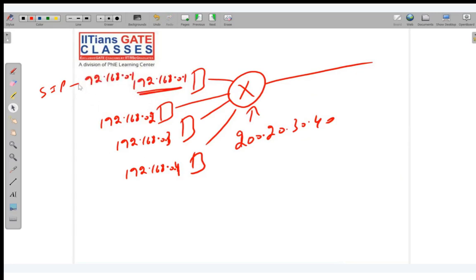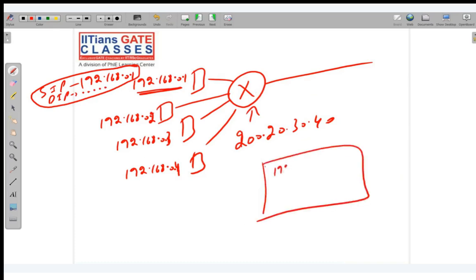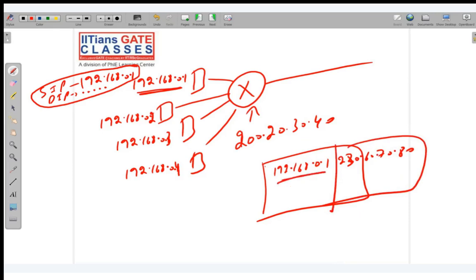In SIP it will fill 192.168.0.1. In DIP it will fill whatever IP address it wants to send the packet to, and it will send it to the router. The router will make an entry: 192.168.0.1 wants to communicate with some IP address, say 230.60.70.80. Now, obviously the internet cannot recognize this private IP address, so the router will extract it, put its own IP address in the packet, and send it to the internet.